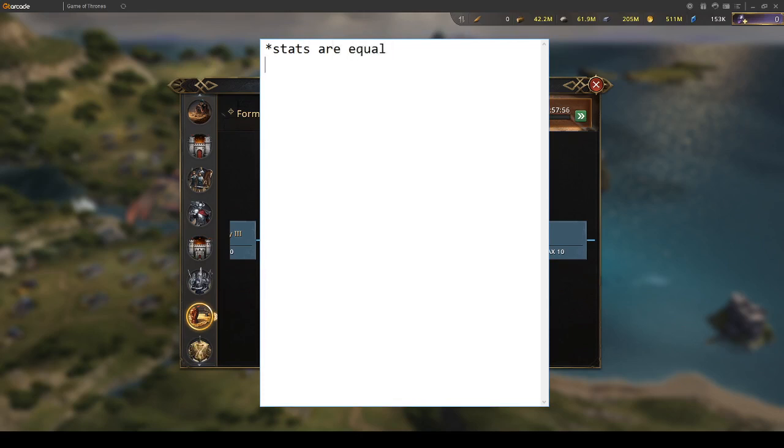So this is basically the basics of formation, like what to choose. Second assumption, composition is equal. So what does composition mean? Composition means it's always going to be 1 million cav, 1 million spear, 1 million inf for both defender and attacker. This is to show you what formation is correct. Formation is part one, composition is part two.